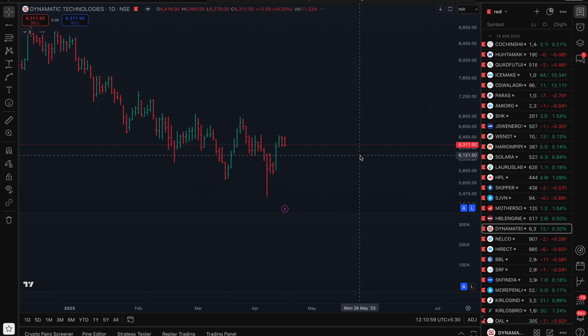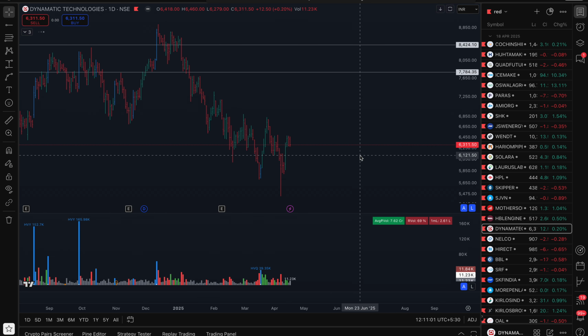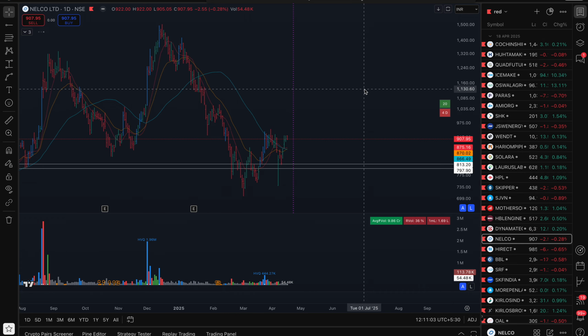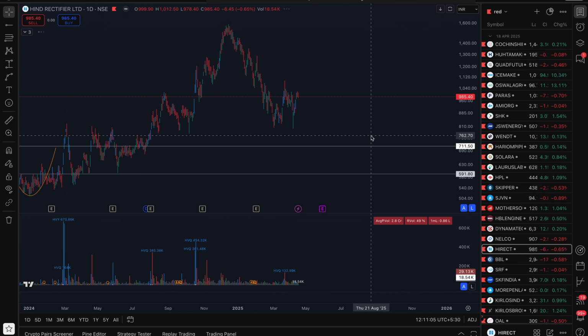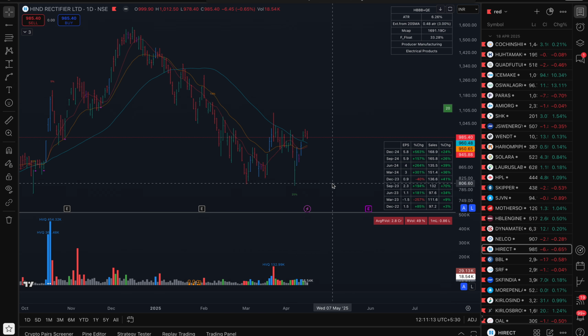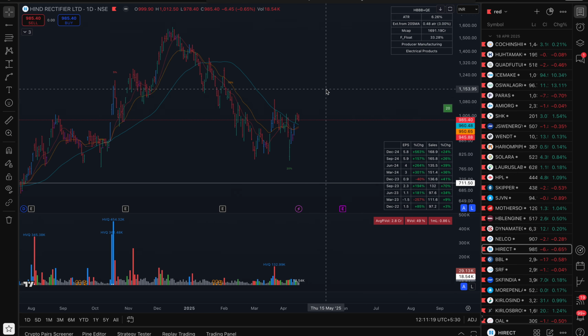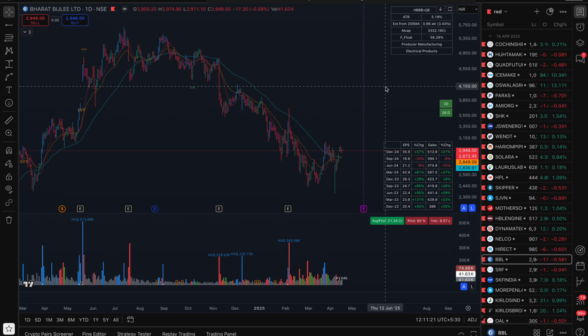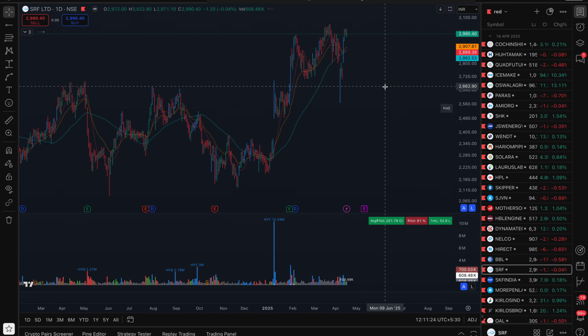Dynama Tech, reversal base. Nelco Limited, reversal base. Hind Rectifier, reversal base. We have found similar lows. Let's see if this breaks out or not. The EPS and sales are really good. BBL, Bharat Bijli, reversal base.